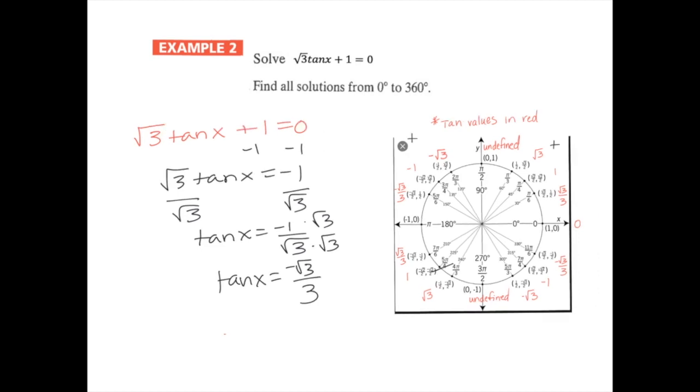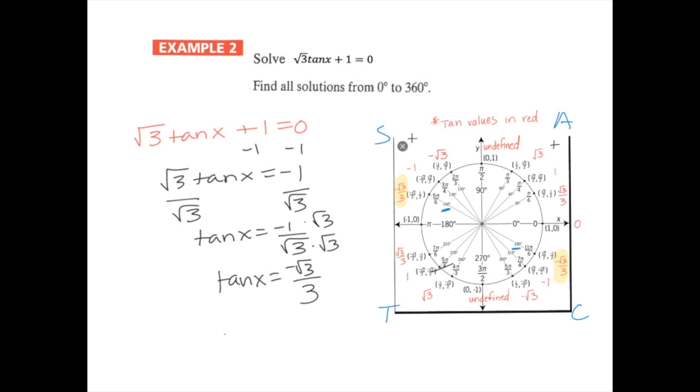Now looking at my unit circle, I see that there are two spots where I have a tangent value of negative root 3 over 3. One of them is in the second quadrant and one of them is in the fourth, which actually makes sense if you remember when we learned about "All Students Take Calculus" as a way to figure out which trig functions are positive in which quadrants. That told us that tangent was positive in the first and the third, and we're looking for a negative value of tangent. So we would expect it to be in the second and fourth quadrant, and we can pull the angles from here.